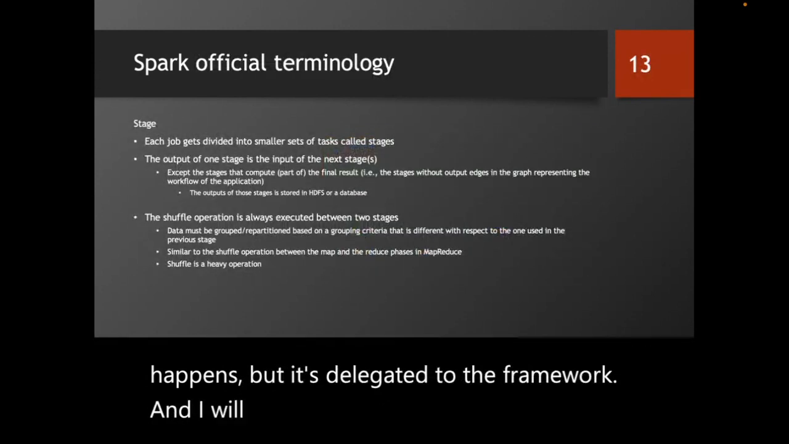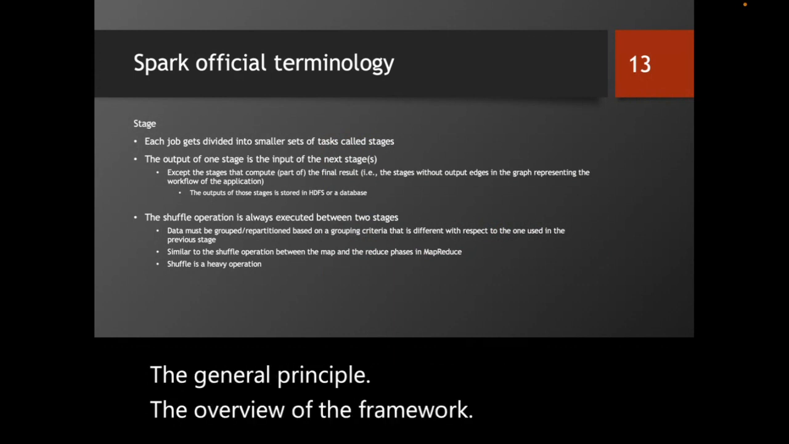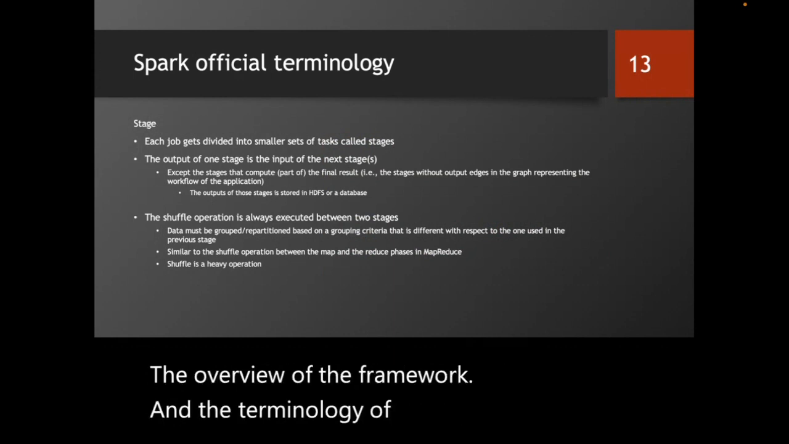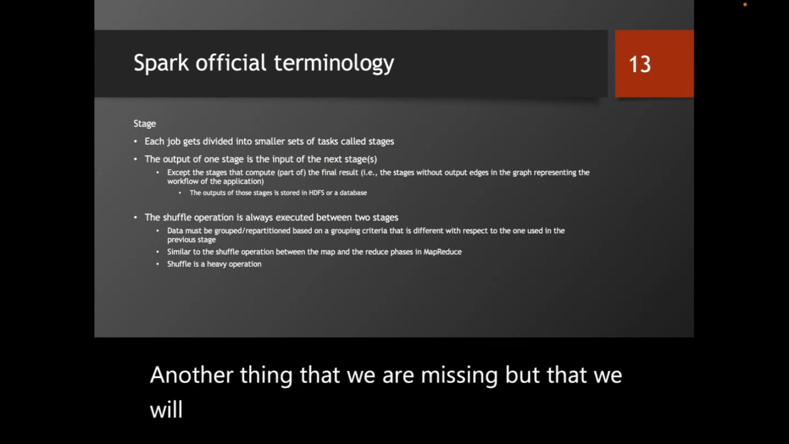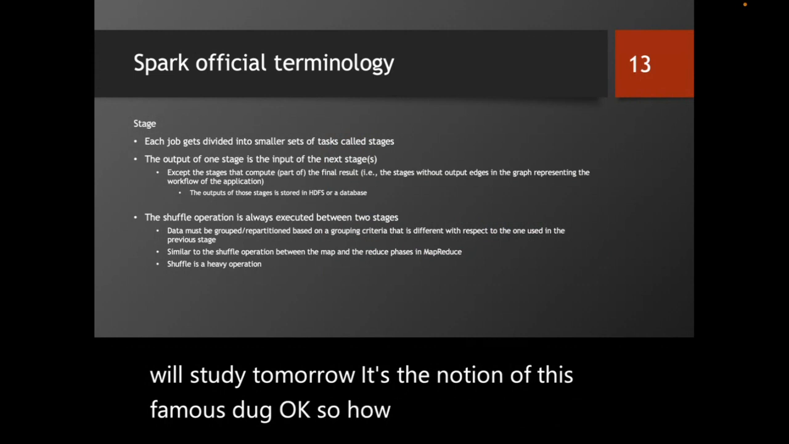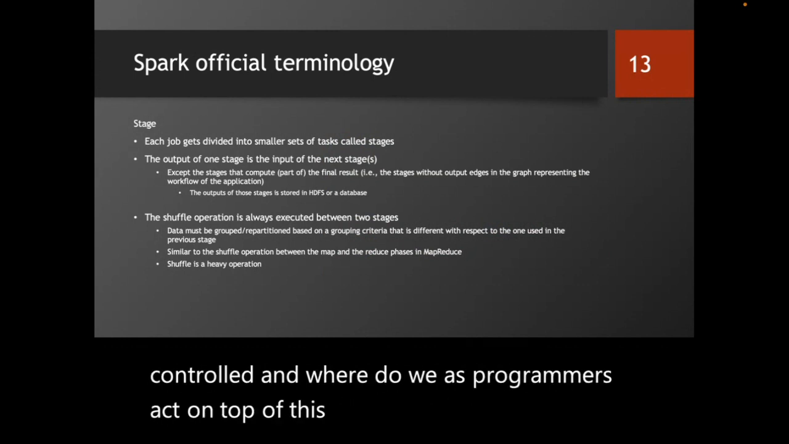I will stop here. So now you have the general principle, the overview of the framework, and the terminology of Spark. Another thing that we are missing, but that we will study tomorrow, is the notion of this famous DAG: how the process is controlled, and where we as programmers act on top of this DAG in order to make decisions on the execution of our program.